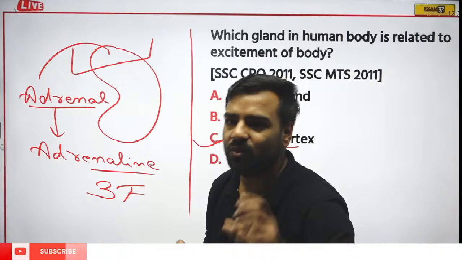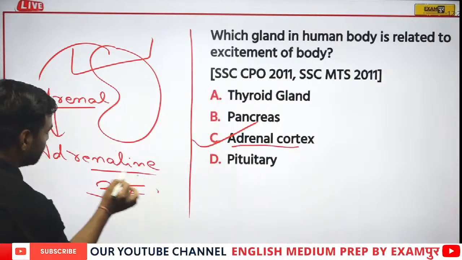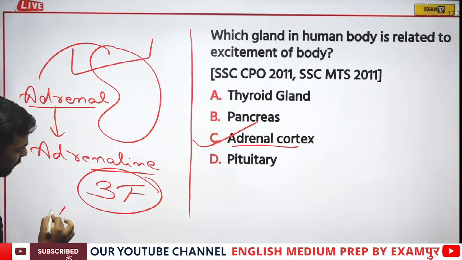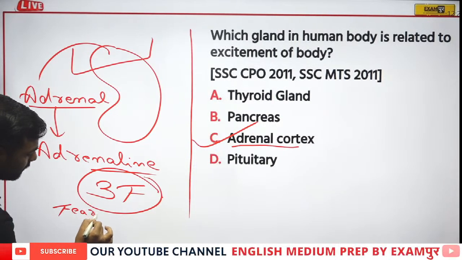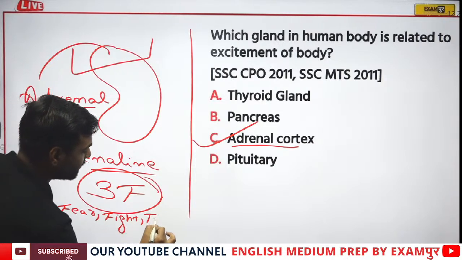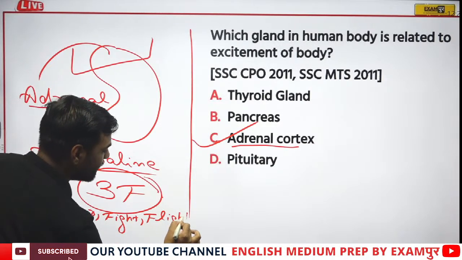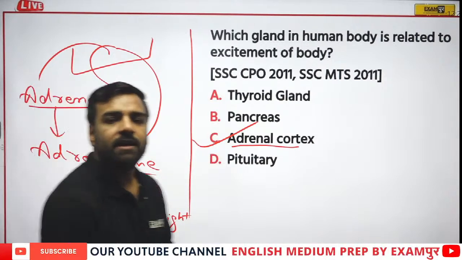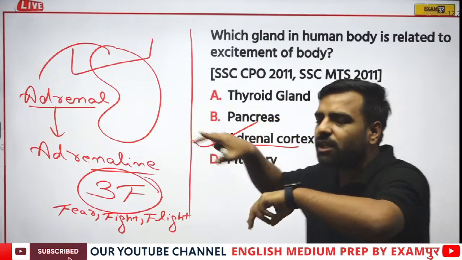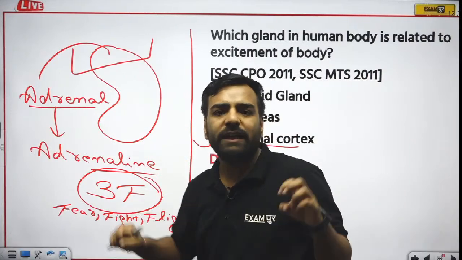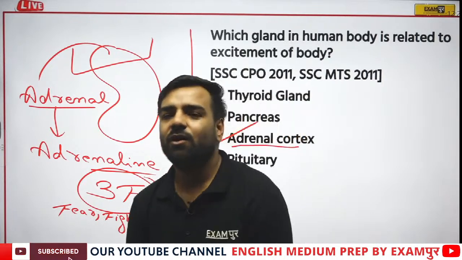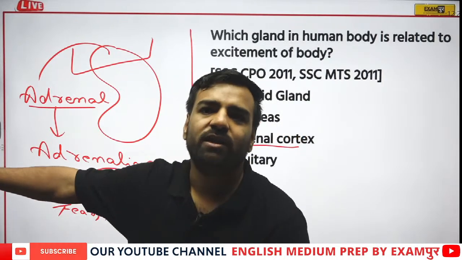Yes, what I was saying, this hormone is known as 3F, which is related to fear. Then another F is related with fight, and the third one is flight. Now let's take an example. If we are moving on a road without any energy, and there's a dog sitting over there, what happens?